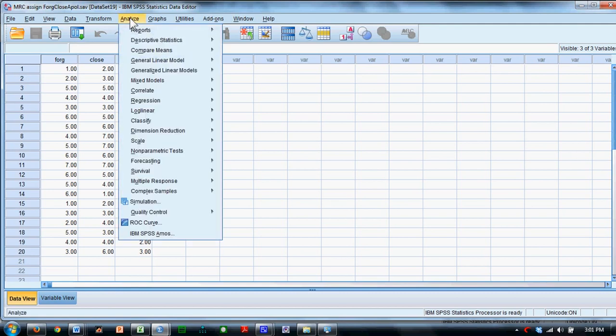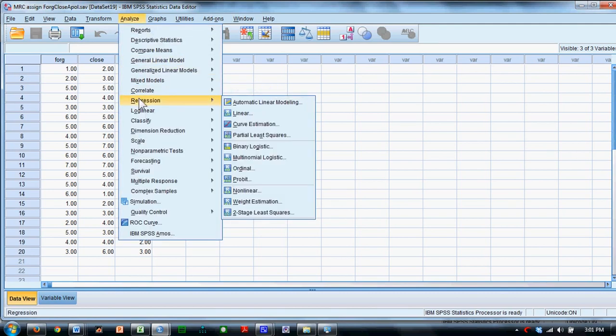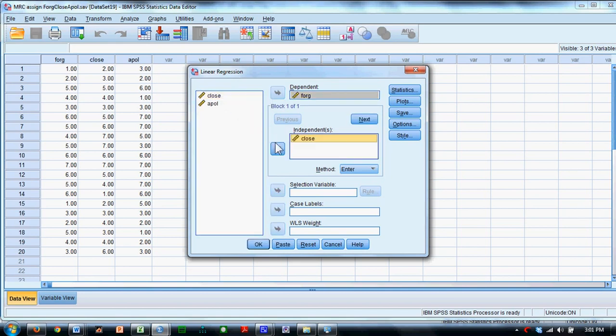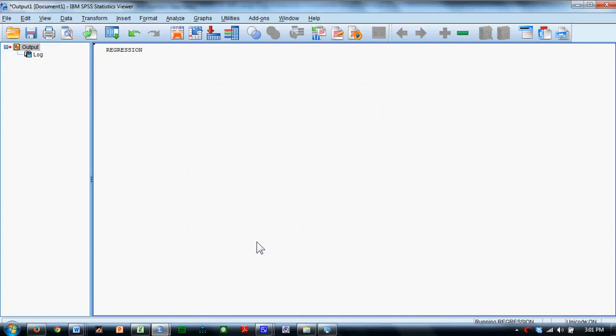Go to the Analyze menu, Regression, Linear, and as we said, we want to know how these two things predict forgiveness. So we're going to move forgiveness over here, and we'll take each of these and move them into the independent box. We'll click OK.